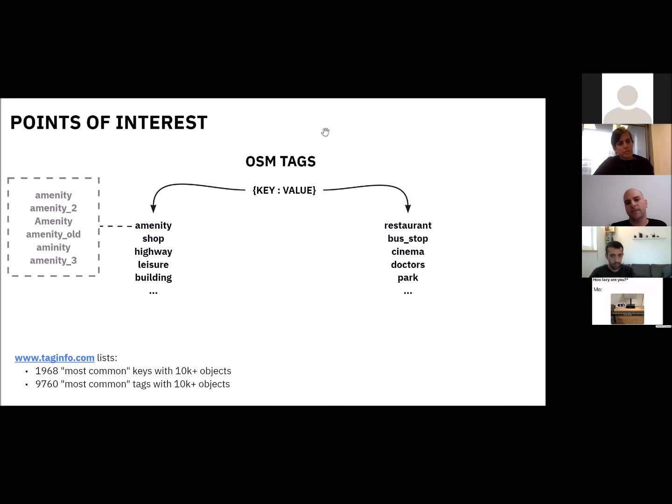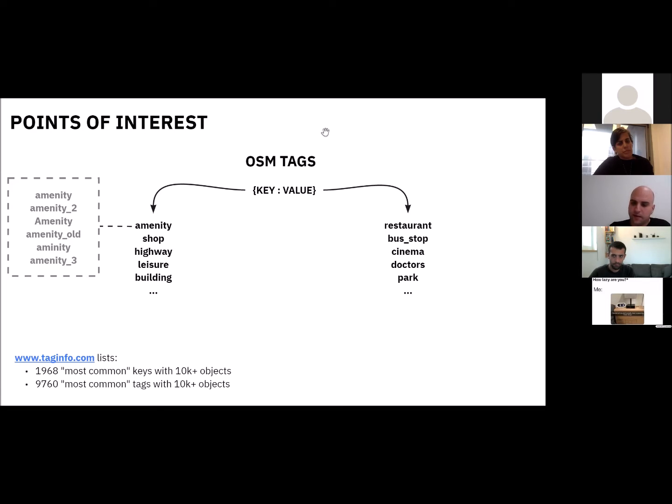But then we're dealing with points of interest, and again, just to explain how this works in OSM, every entity, every object in OSM can be pulled, can be downloaded, but you need to know how to address it. And the addresses in OSM are built like key and value. So keys could be amenity, shop, highway, and so on. Value is a restaurant, bus stop, and so on. But then if you look down the screen, you'll see that there are almost 2,000 most common keys and almost 10,000 most common objects, which makes it very, very hard to navigate.